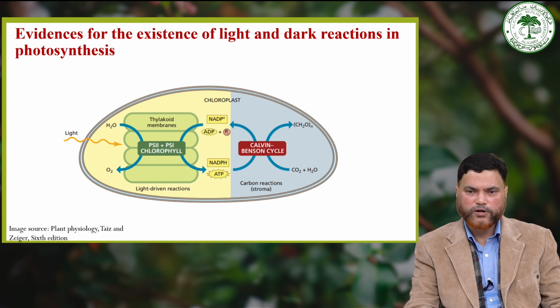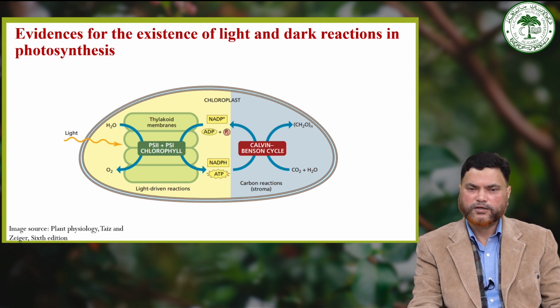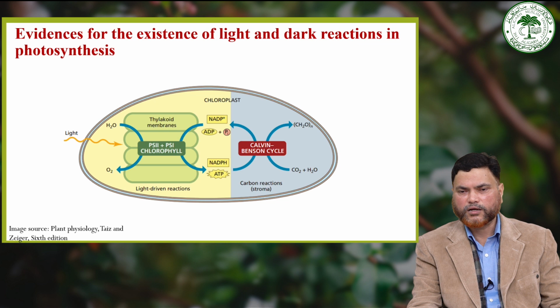This assimilatory power, when provided to the stroma portion in the presence of carbon dioxide, it was seen that even in the absence of light, it resulted in the production of carbohydrate. So, these experiments clearly demonstrate the existence of a light dependent reaction, which is localized obviously in grana, and a light independent reaction or dark reaction localized in the stroma in the process of photosynthesis.